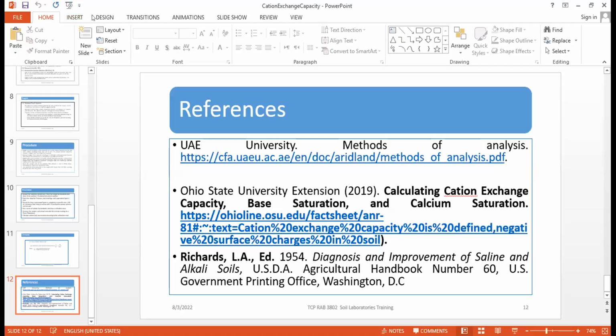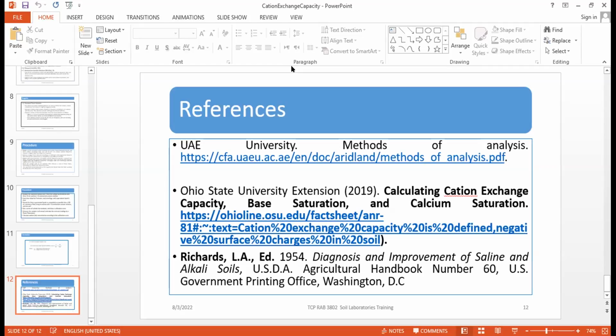In the methodology, you said we will add 33 milliliters of sodium acetate three times, then shake for 5 minutes and centrifuge. Is three times enough to have the saturation of the negative charges on the particles? Yes, according to this methodology, it is enough.